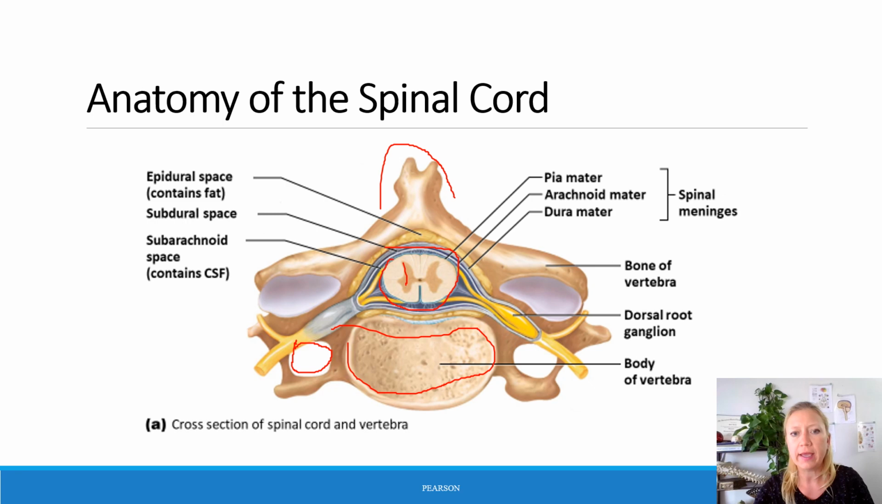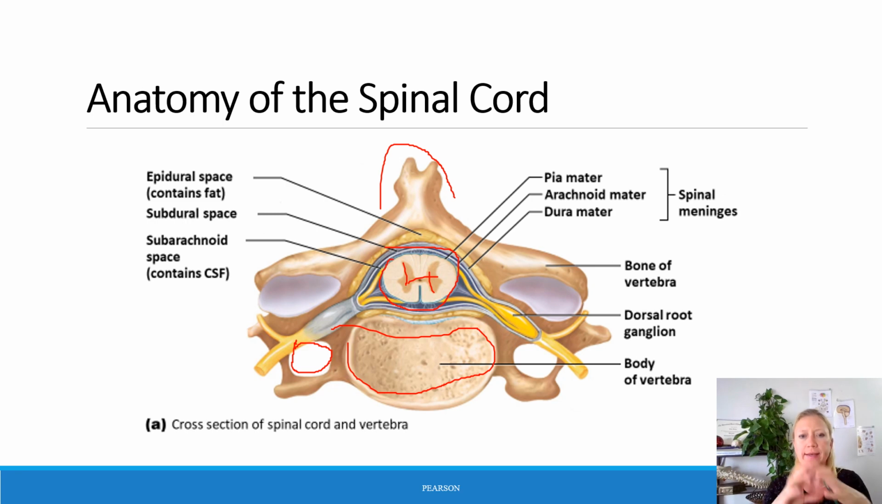So looking in here, it's the cord. We can see the classic H-shape, butterfly shape gray matter. Remember that gray matter is where the cell bodies are, and then the white matter around it there, that is where the axons are. That gray matter, we're going to look into that, and we're going to call it Rexed lamina. Then the white matter surrounding it, we're going to call those the tracts.